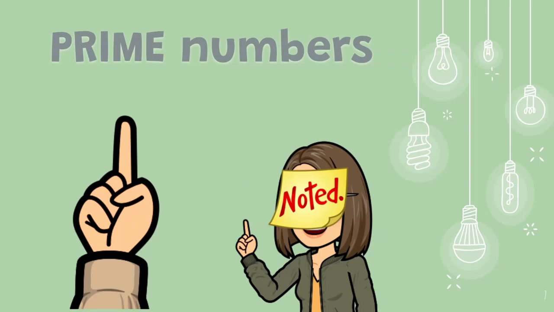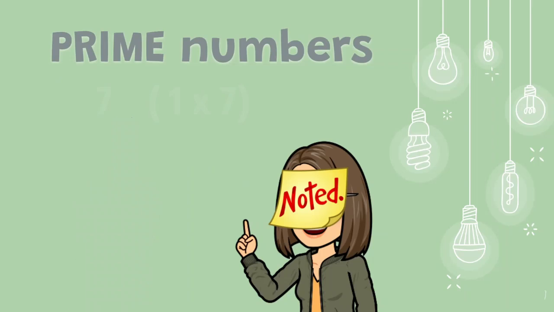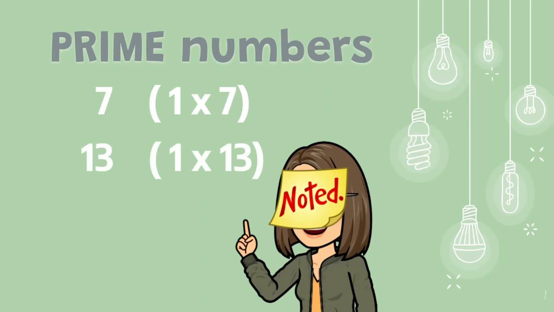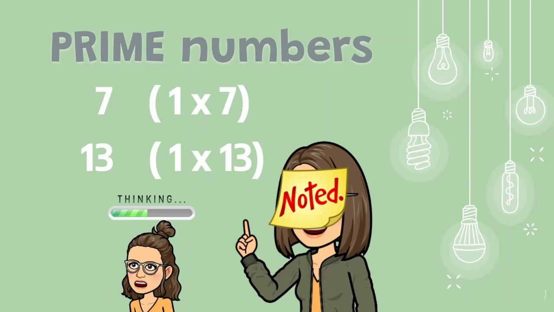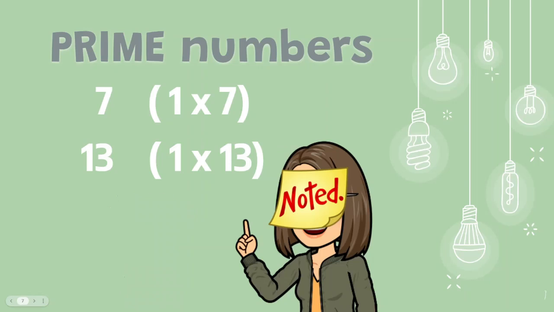Some examples of common prime numbers are 7, because 1 times 7 is the only factor pair. And 13, because, once again, it can only be divided into one group of 13, and there's no other way to group 13 items evenly. Can you think of another prime number that has the factors of 1 and itself? Pause the video and see how many you can list. A few other prime numbers I thought of are 3, 19, and 23. Did you think of any others?